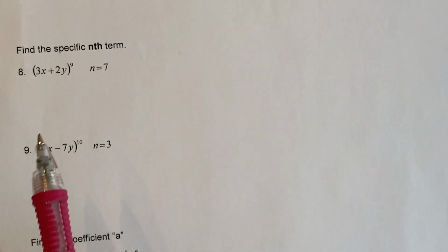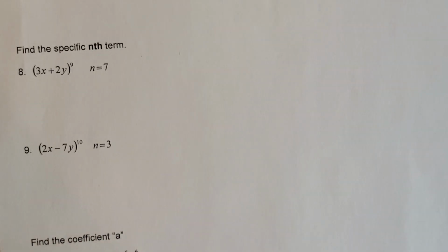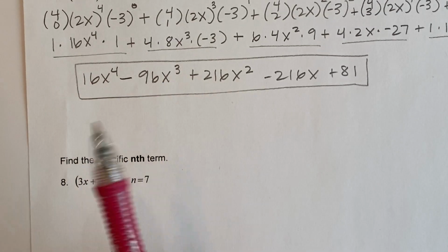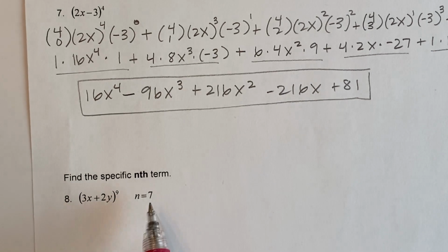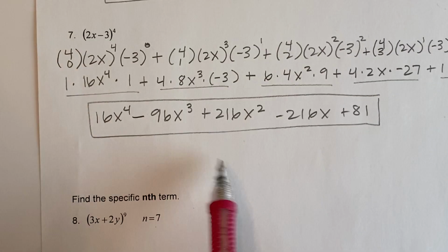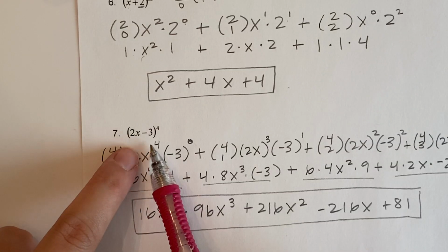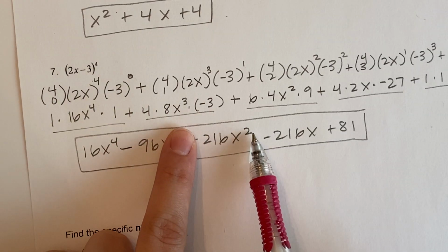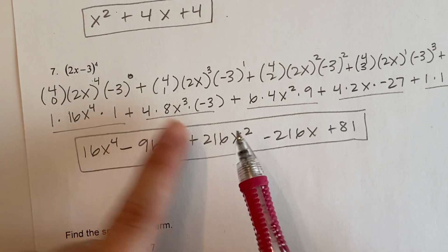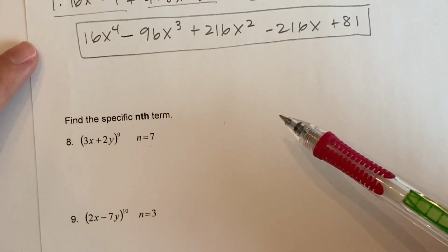I'm going to ask you for a specific term in the equation. So I gave you a binomial, but I just want to know what is the seventh term. So what that would look like here is I would say, okay, here's the binomial, what's the third term? So then my answer would be 1, 2, 3. So my answer would be 216x squared. That's kind of what I'm asking, okay?